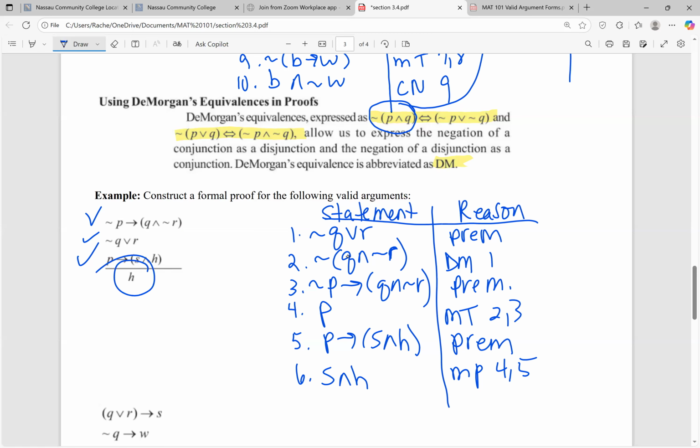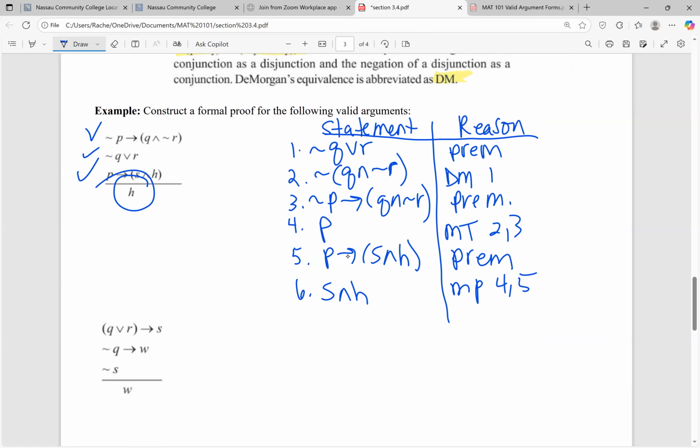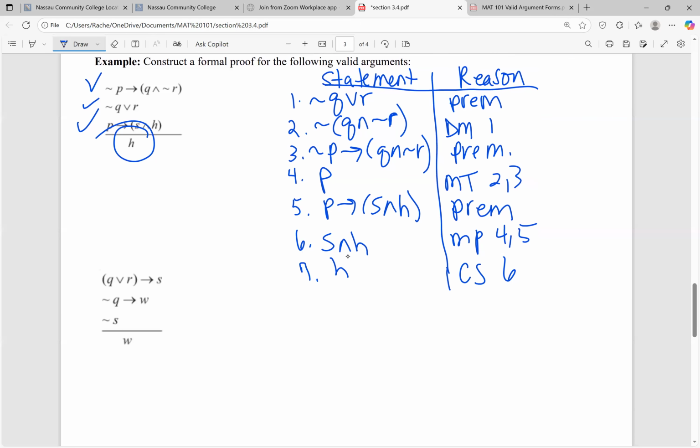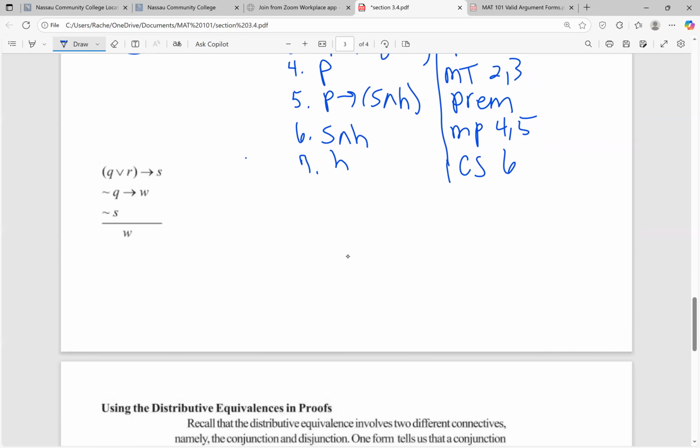My conclusion is H, and the fact that we know that S and H is true, right, and we have a conjunction, I can say that H is true by my conjunctive simplification on statement 6. And then that ends that proof. And we just showed that H is true. So let's look at the next one.